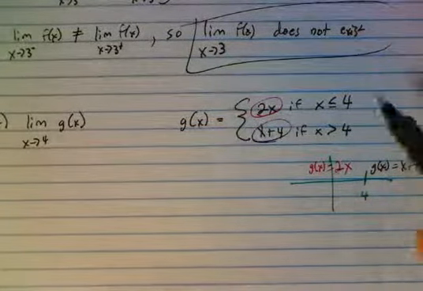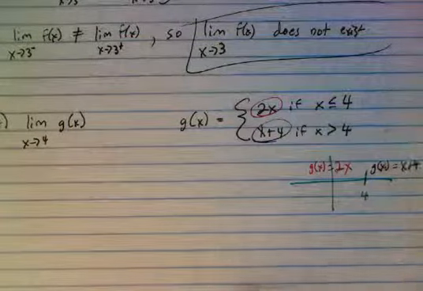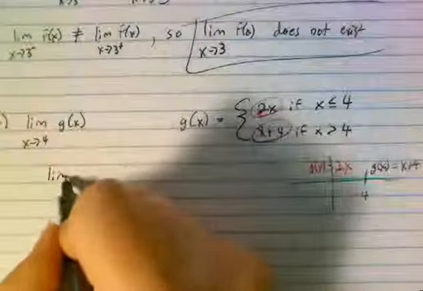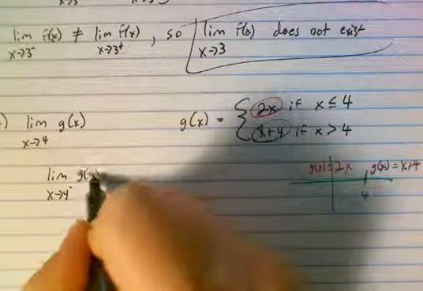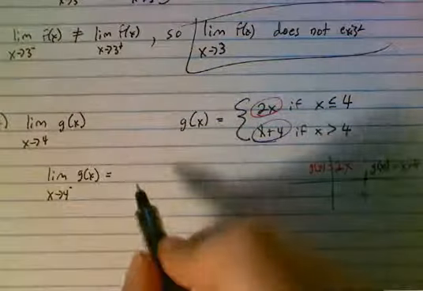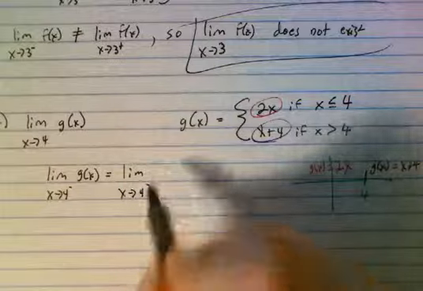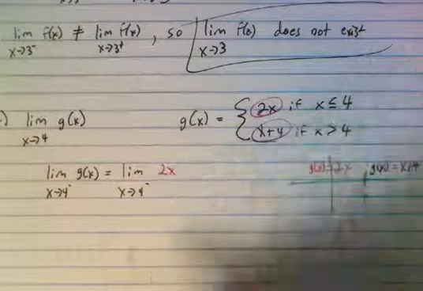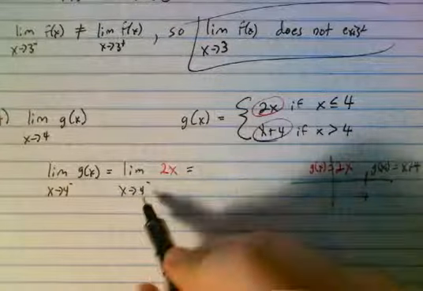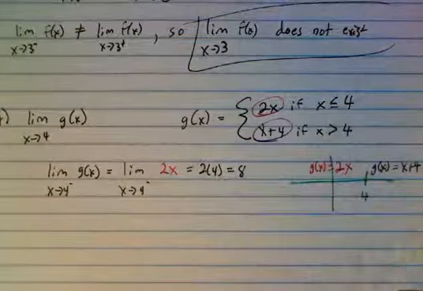So because we have a piecewise function, we could have a jump discontinuity. So we have to check the limit as we approach from the left. If we do that, we're going to use the left side function, so that's 2x. So that's going to be 2 times 4 equals 8.